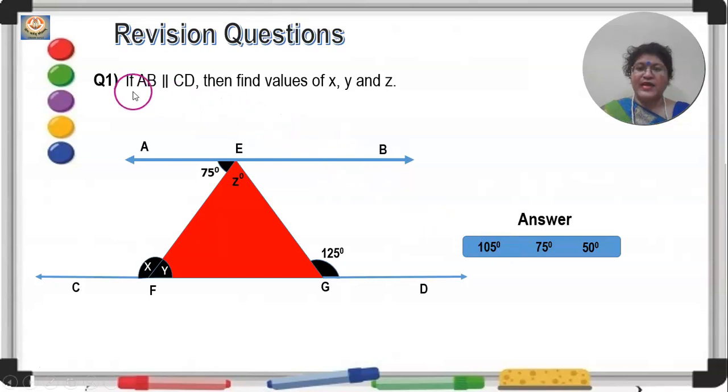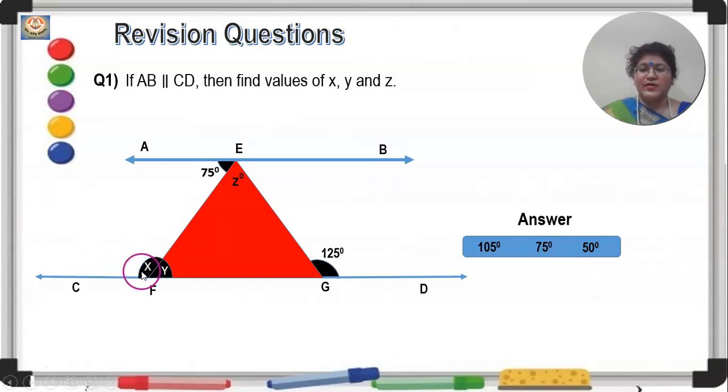Question number 1. If AB is parallel to CD, then find the values of x, y and z. Please draw this diagram. This is the answer to this question. Now, here AB is parallel to CD and EF is the transversal. So you get a pair of alternate angles, that is angle FEA. This angle will be congruent to angle EFG, or you could also write equal to angle EFD. So the measure of angle Y will be equal to 75 degrees. So this is the value of Y.